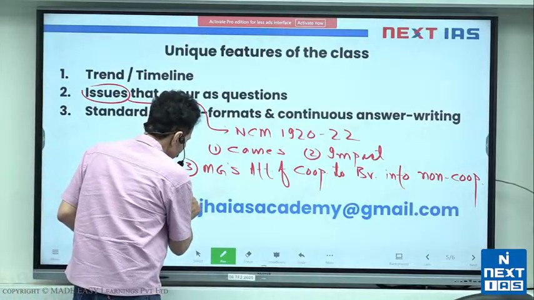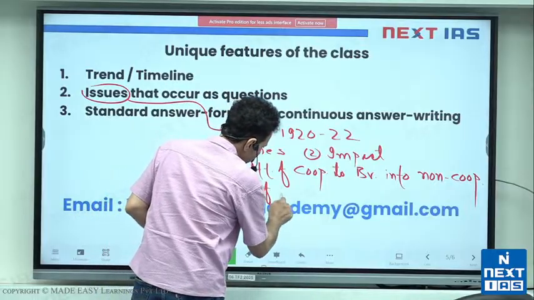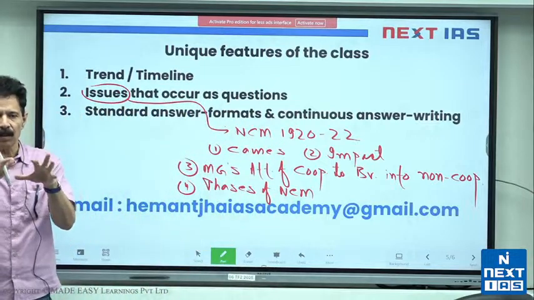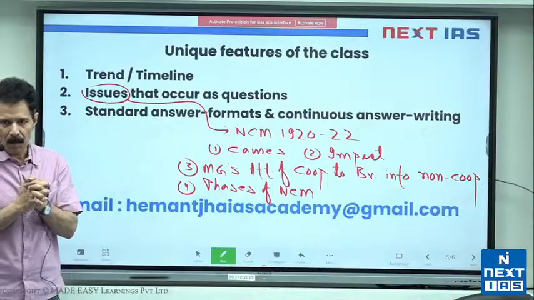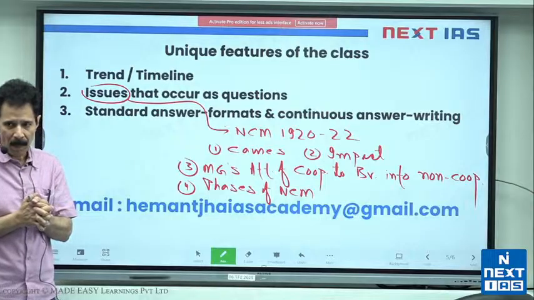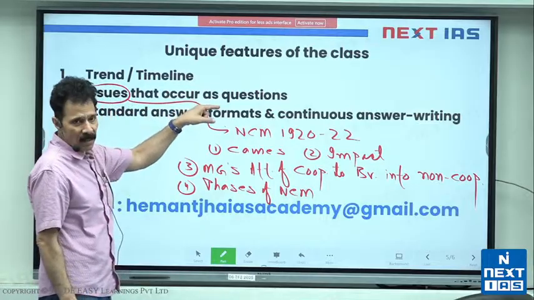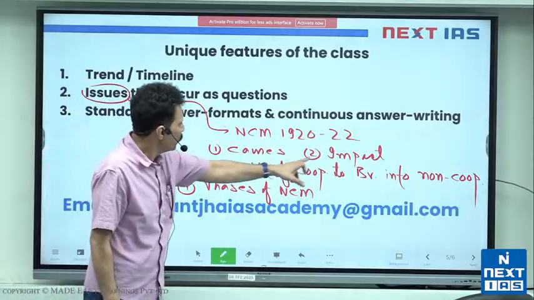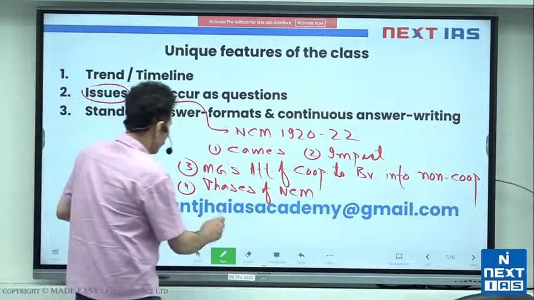Suppose 4. Phases of NCM. It could be a question like, throw light on the phases of non-cooperation movement 1920-22. Maybe you get surprised, phases what? But this is one issue. I hope you are getting my logic, what I want to say. So, issues that occur as question. There are some specific issues, and basic issues are something else, like causes, impact. Is it okay?